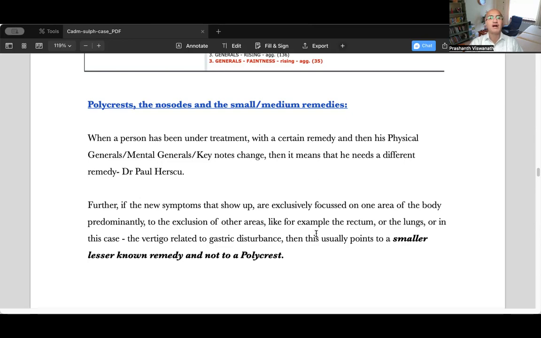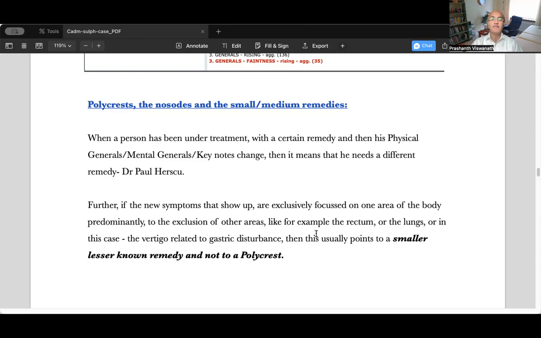Now, Paul also talks about a different aspect of the case here. He says that if the new symptoms that show up are exclusively focused on one area of the body, predominantly to the exclusion of all other areas, like, for example, the rectum or the lungs, you only have symptoms in this case, for example, related to the gastric disturbance. Even the vertigo is a manifestation of the gastric disturbance. Then this usually points to a smaller, lesser known remedy and not to a polycrest.